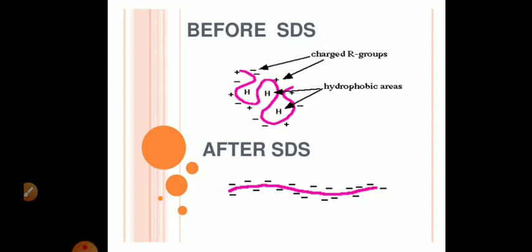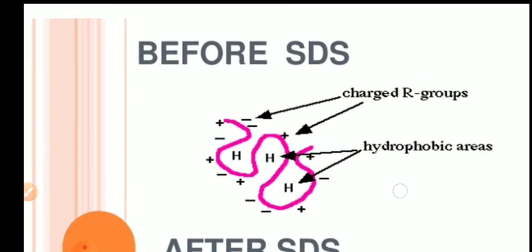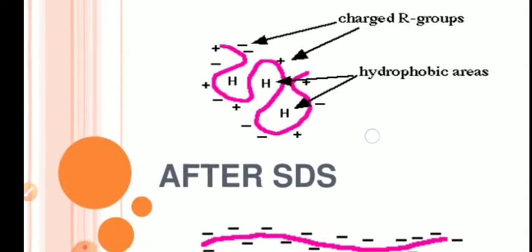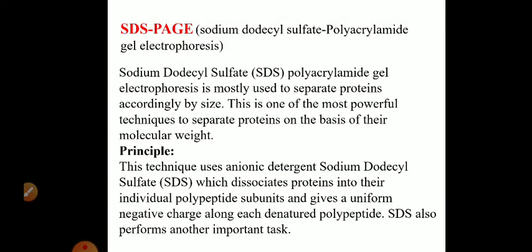Now, you can see in this diagram, there are hydrophobic areas where the SDS will bind and convert the folded protein into a straight rod-like, thread-like protein and offer all negative charge. So, it's a very strong, you can say, detergent. Now, SDS-PAGE. SDS-PAGE is a method for electrophoresis of protein, separation of protein, isolation of protein.